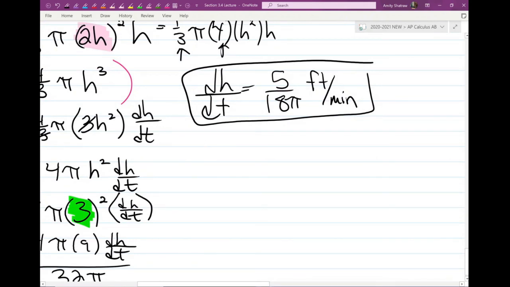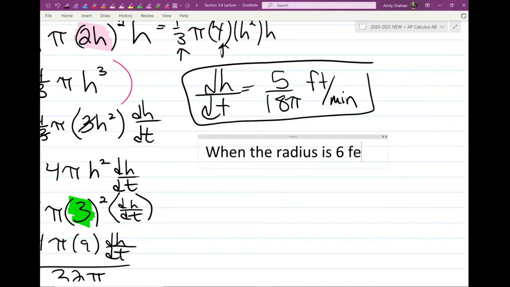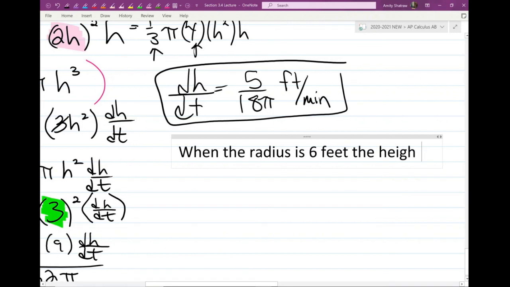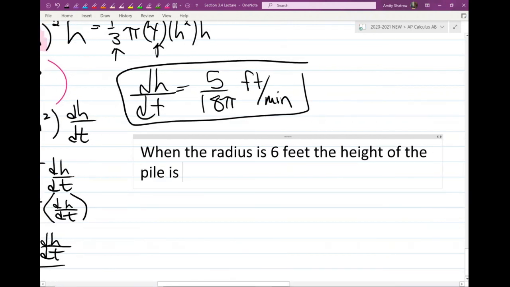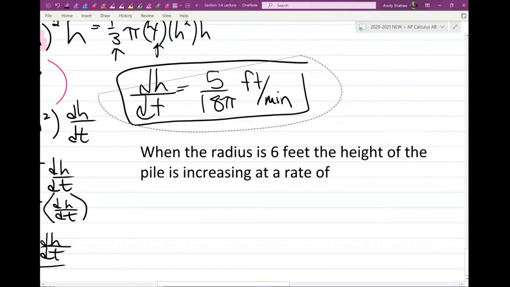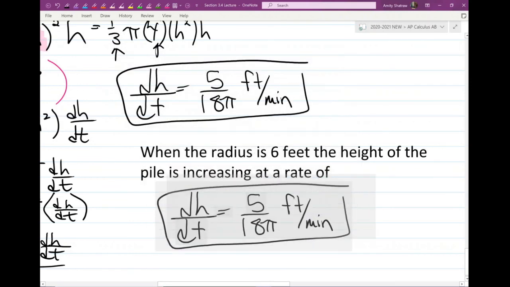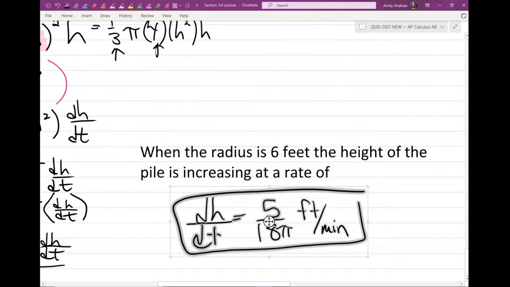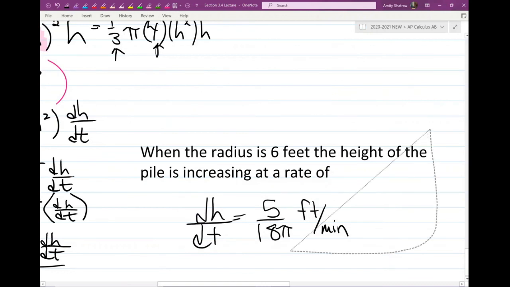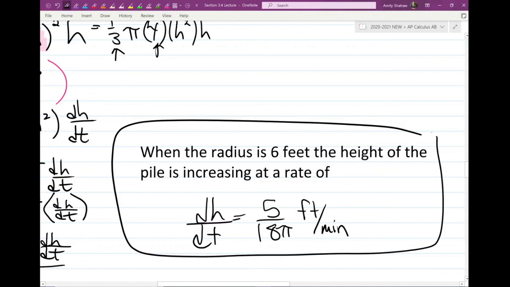So here's our explanation, okay? When the radius is 6 feet, the height of the pile is increasing at a rate of 5/18 pi feet per minute. This is my answer. Ta-da!